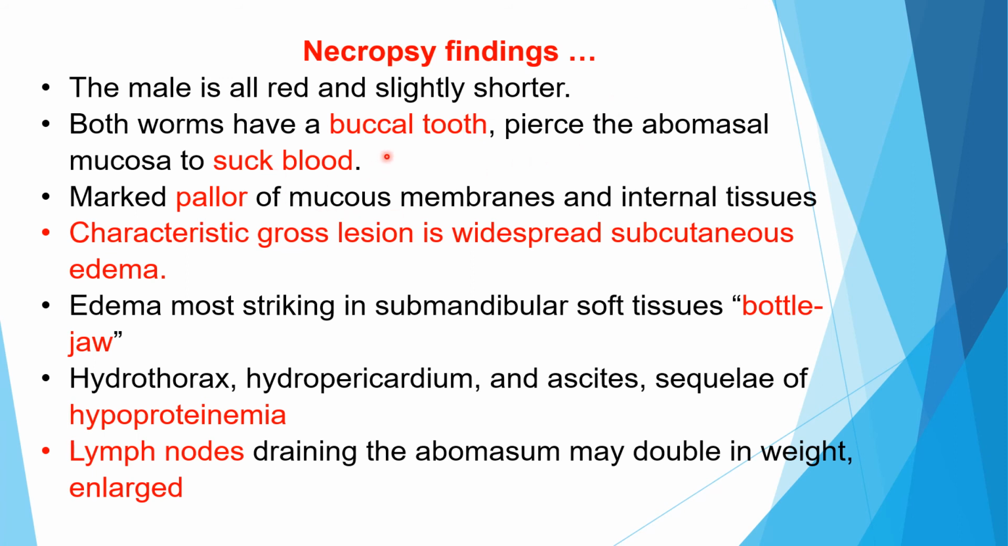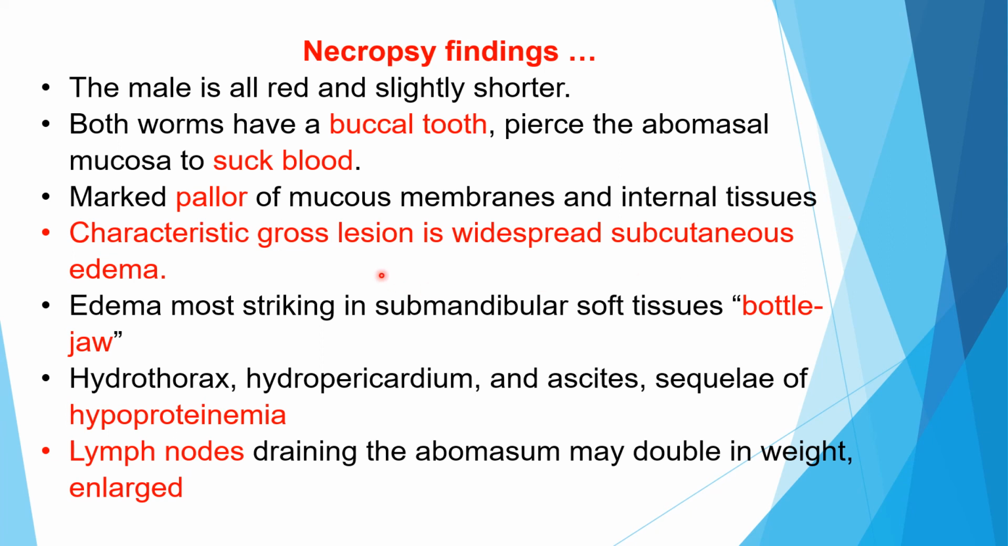Both worms have a buccal tooth through which they can pierce the abomasal mucosa to suck blood. They are actively sucking blood all the time, and that makes the pathology in the animal. Sucking blood causes anemia. There is marked pallor of the mucous membranes and all internal tissues, which the clinician can see on postmortem.